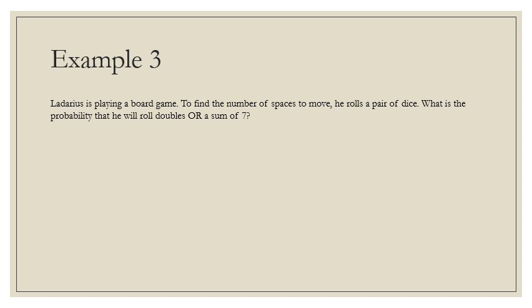Ladarius is playing a board game. To find the number of spaces to move, he rolls a pair of dice. What is the probability that he will roll doubles or a sum of 7? So here's another or one. So we want the probability of doubles or a sum of 7. And we have to do the probability of doubles and sum of 7, right?